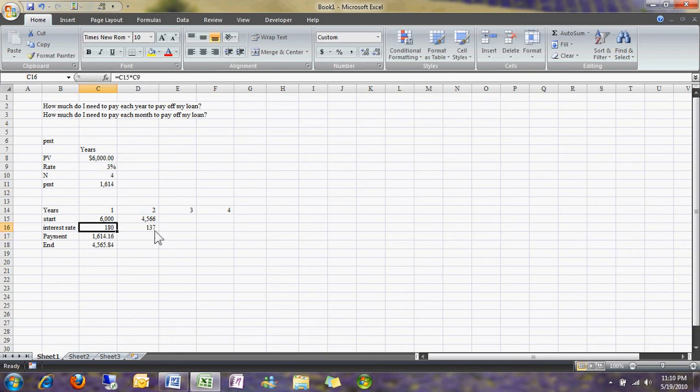Now there's a neat little function here, or way of being able to drag this formula out without having to type it in each and every single time. Basically what we do is we lock this cell. The reason why we lock this cell and not this cell is because we want this value to change, but we don't want this cell to change. So we lock it. In order to lock it, we just put a $ sign up front, so that when we drag out the formula, the 3% stays the same, but this cell changes.